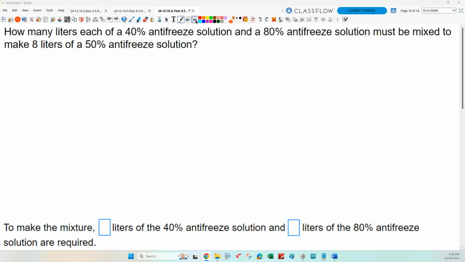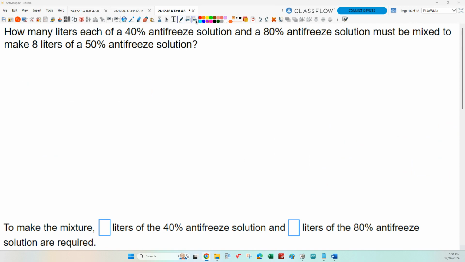Okay? All right, there's going to be one of these percentage problems on the test, so you got to be able to get through one of these. So let's at least start this here. How many liters of each of a 40% antifreeze solution and an 80% antifreeze solution must be mixed to make a total of 8 liters of a 50% antifreeze solution?